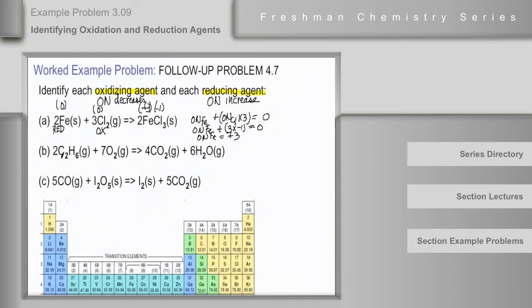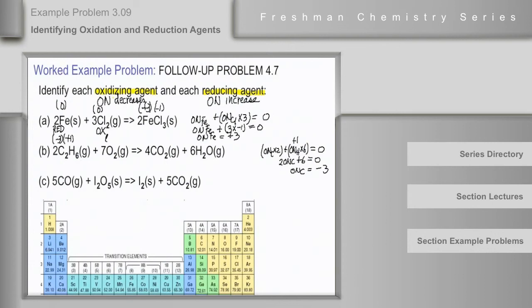We do the same thing for reaction B. This is a hydrocarbon, C2H6, plus oxygen goes to CO2 and water. Now in the case of the hydrocarbon, we put it over to the side here: the oxidation number of carbon times 2 plus the oxidation number of hydrogen times 6 is equal to 0. And since this is a covalent compound, hydrogen has an oxidation number of +1, and therefore we can say that 2 times the oxidation number of carbon plus 6 is equal to 0, and the oxidation number of carbon is equal to -3. Okay, so carbon is -3 in this compound, and hydrogen is +1.